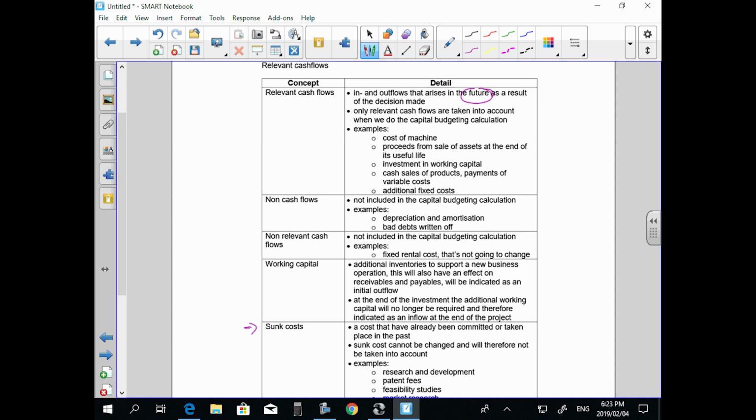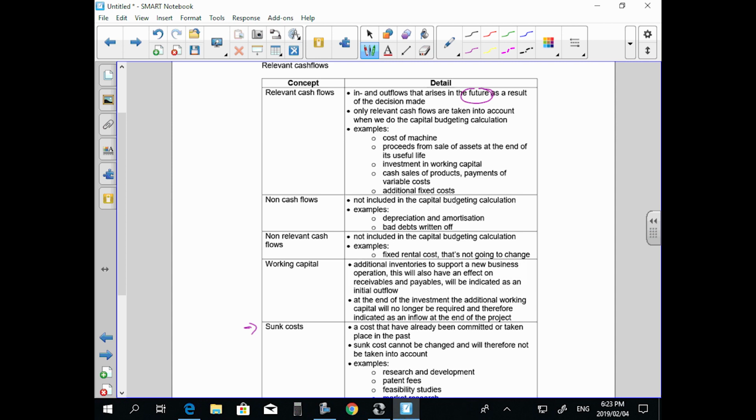But if during my projects I'm going to have marketing because I need to advertise my product, that is a cash flow item. So it needs to arise in the future. Only relevant cash flows are taken into account when we do capital budgeting. Examples of this are the cost of a machine. I have a project, I need a new machine, I need to buy my machine. So there's a capital outlay there.